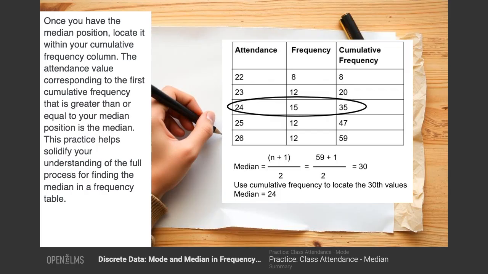Once you have the median position, locate it within your cumulative frequency column. The attendance value corresponding to the first cumulative frequency that is greater than or equal to your median position is the median. This practice helps solidify your understanding of the full process for finding the median in a frequency table.